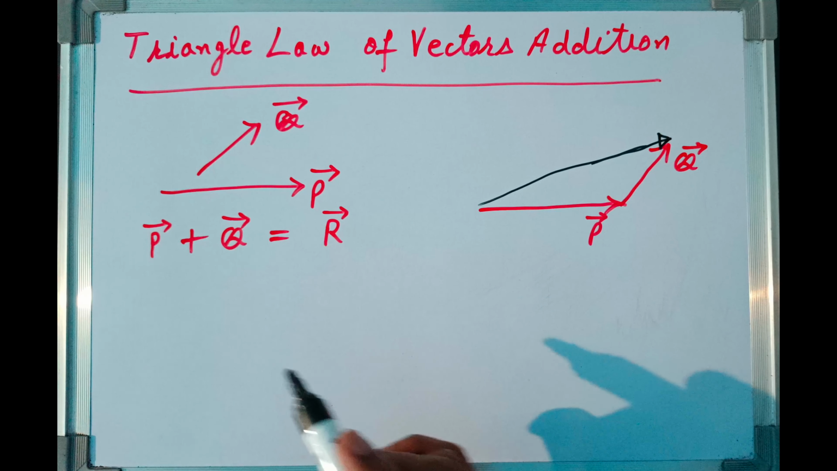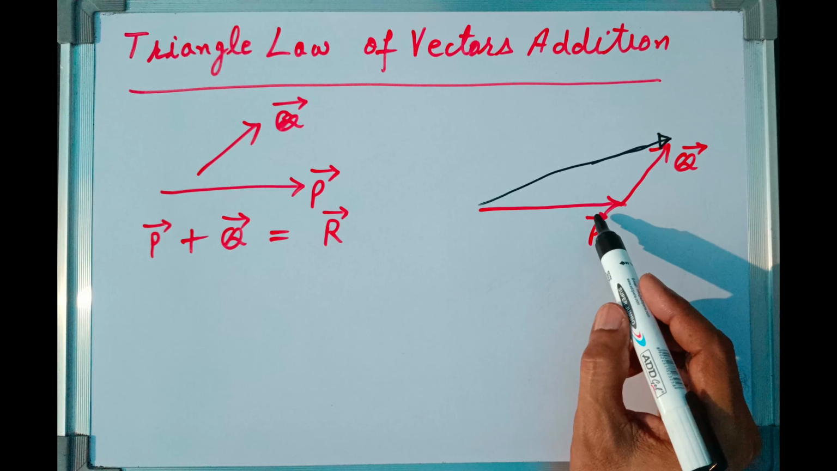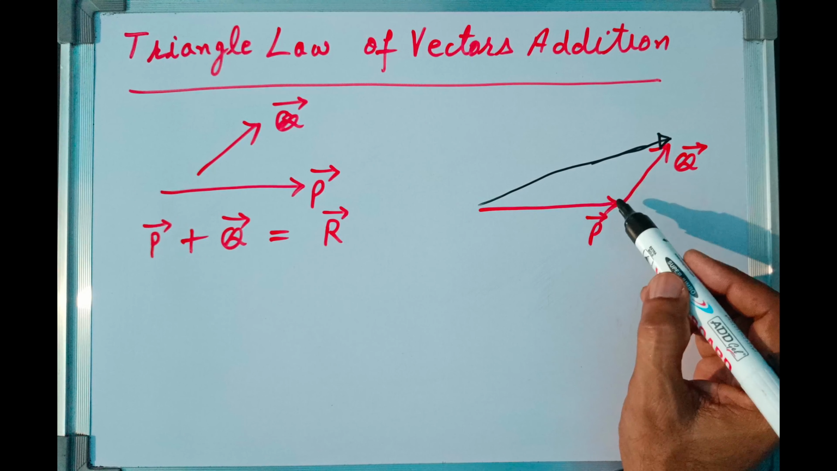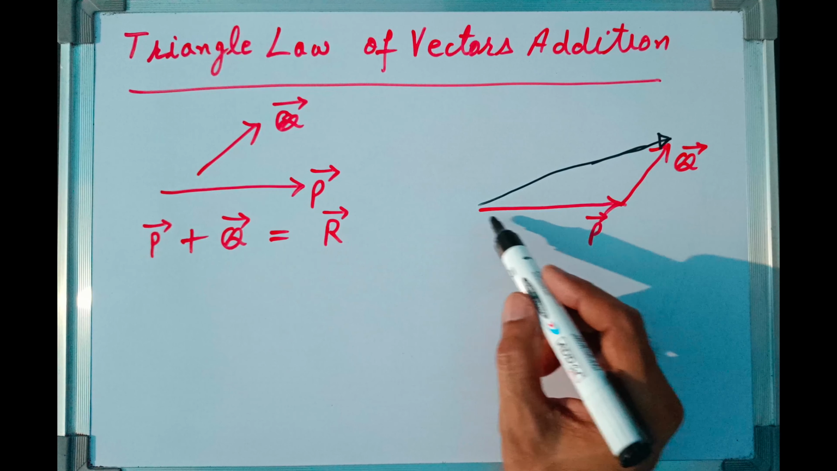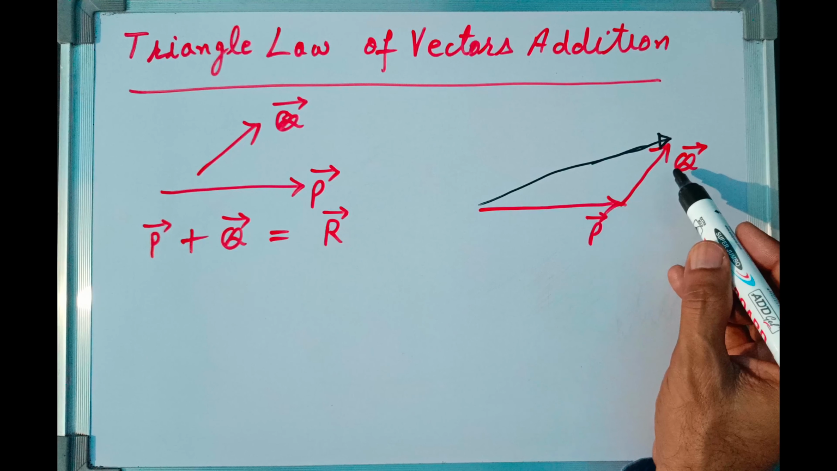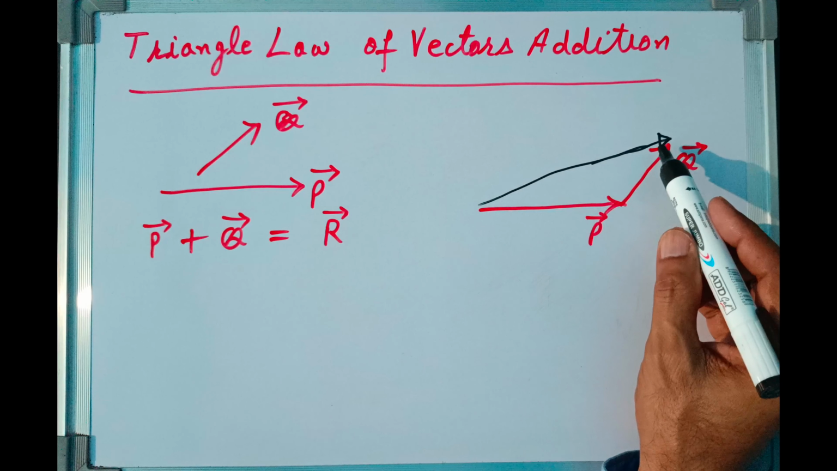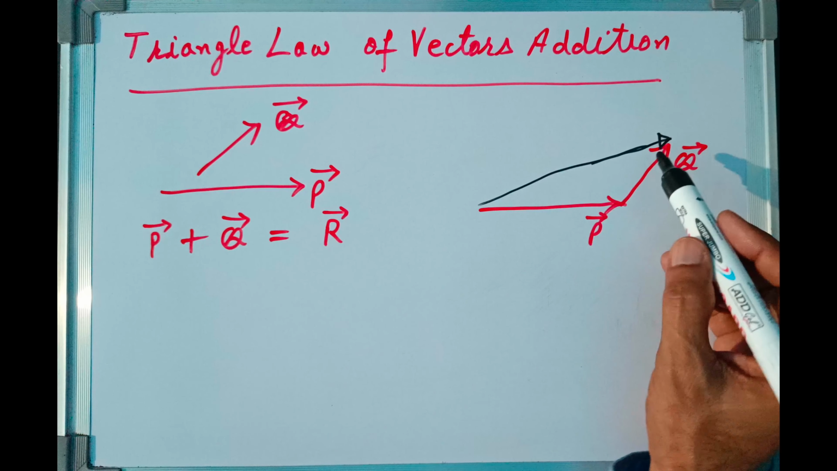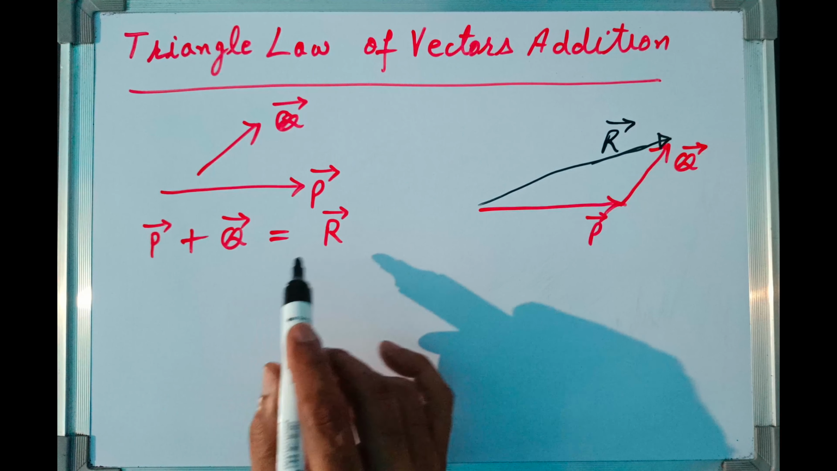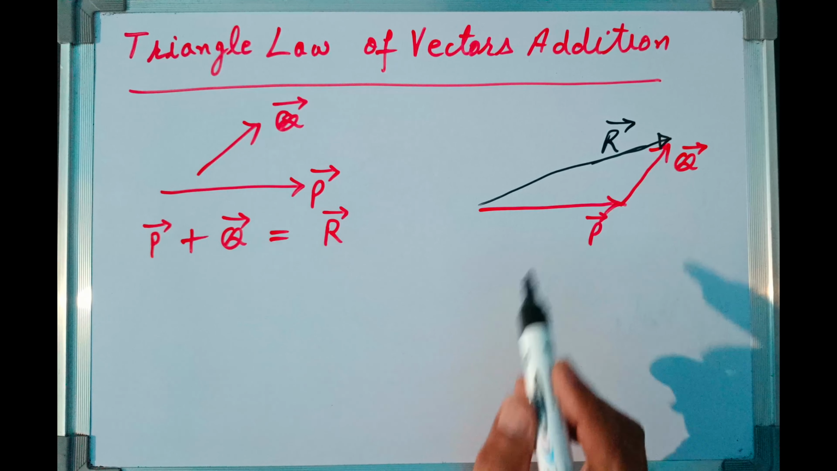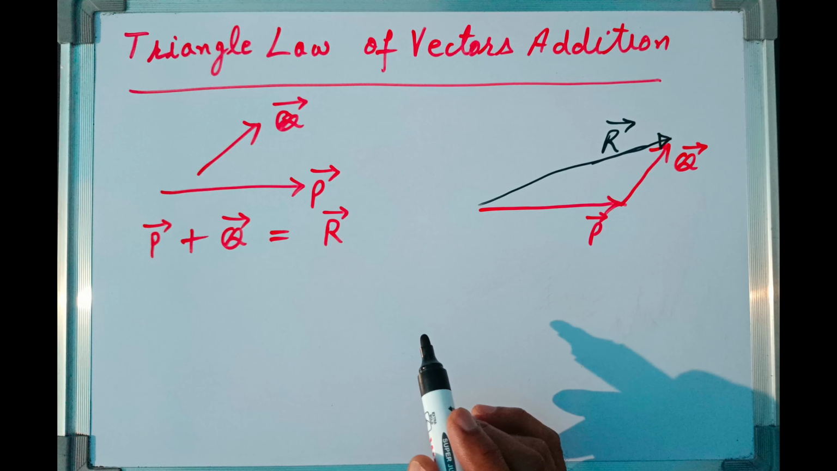This triangle law says if two vectors can be represented by two sides of a triangle taken in the same order, means where P is ending, Q is starting from that point, then the closing side of the triangle represents the resultant vector, that is sum total of P vector and Q vector. So this is the definition of triangle of vectors.